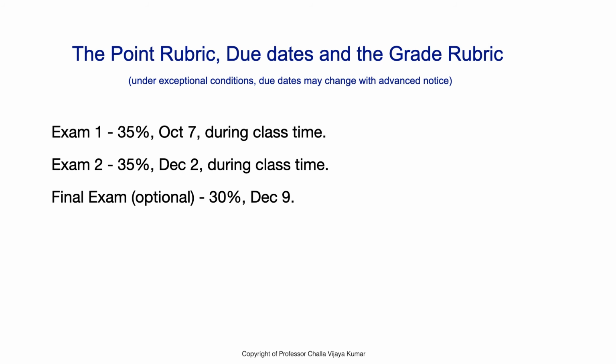And here we have a rubric showing that exam 1 is 35% of the grade, and it's due on October 7th during the class time. And exam 2 is 35% and will be given on December 2nd online. They're all online exams. Lockdown browser will be used.